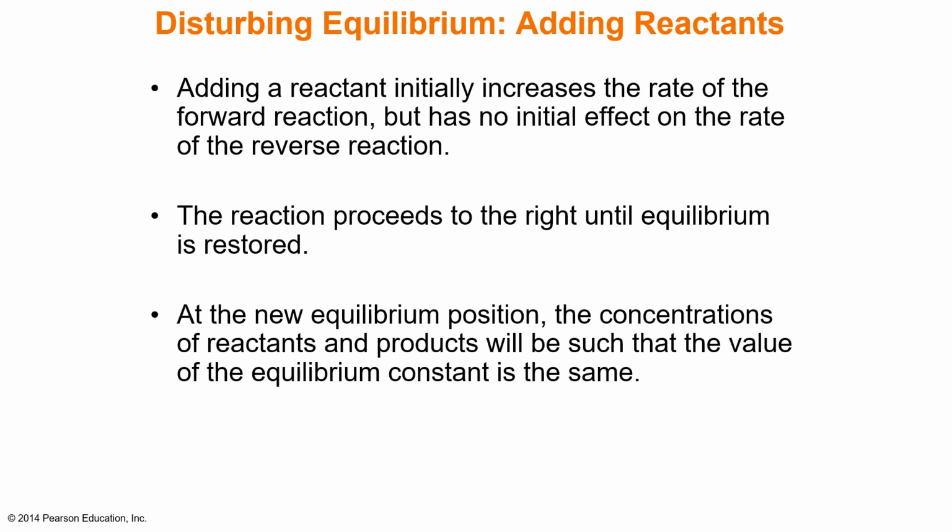So what happens when we add reactants into our chemical reaction? This is going to increase the concentration of the reactants, which is going to increase the rate of our forward reaction. Because it doesn't have any effect on the rate of the reverse reaction, our reaction is going to move to the right towards the products. And at the new equilibrium position, the reactants and the products will be at a value that keeps our equilibrium constant the same, but under that initial addition, our reaction is going to shift towards the products.